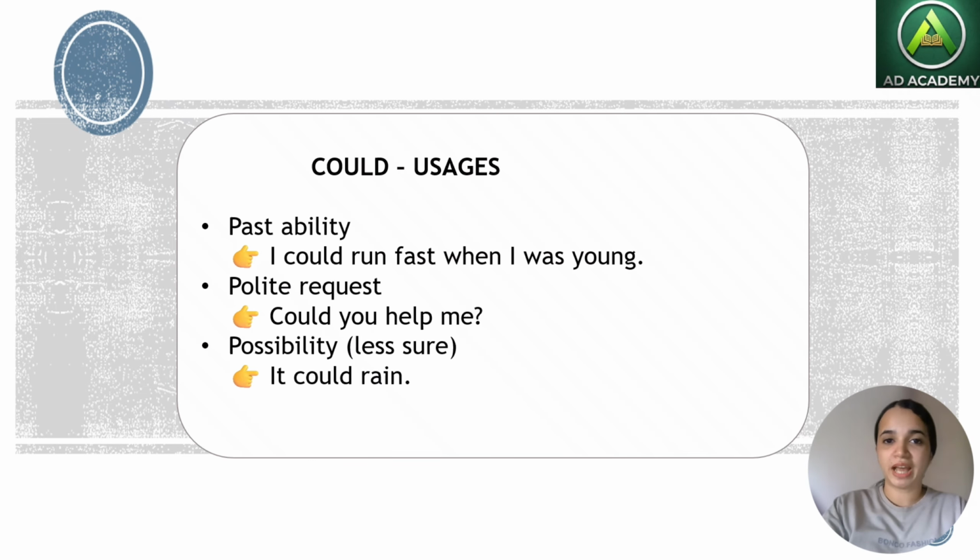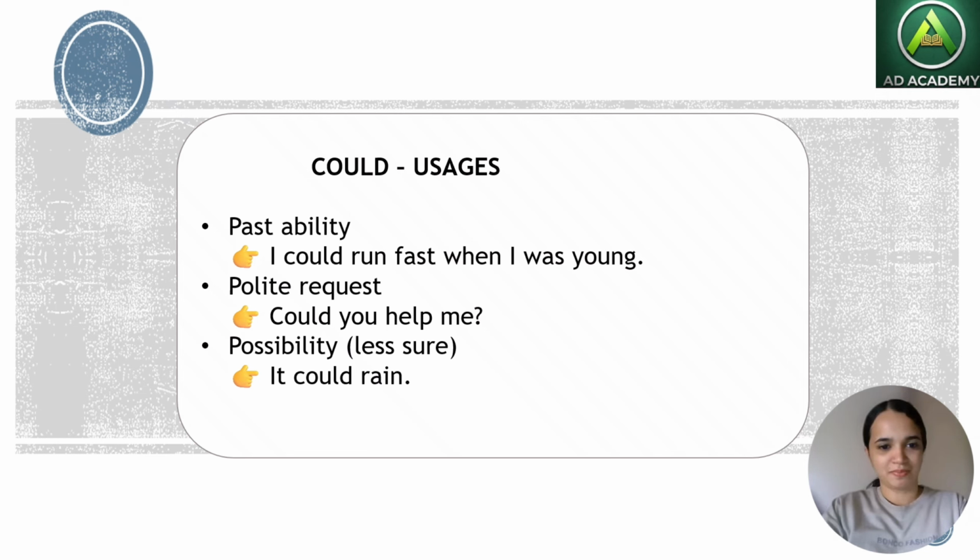Next one is could and its usages. It is used to show a past ability. Imagine you were a dancer in your childhood, and you are no longer able to do it. So you can say, I could dance when I was in childhood. Here, one more example. I could run fast when I was young, but now I'm very fatty, so that I can't run.